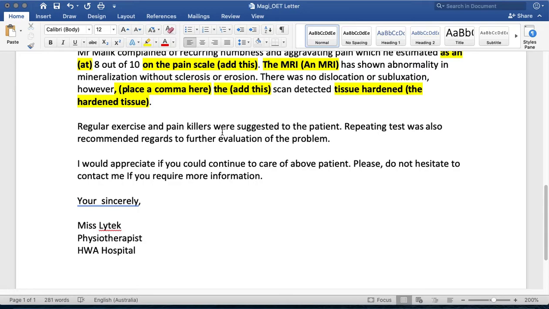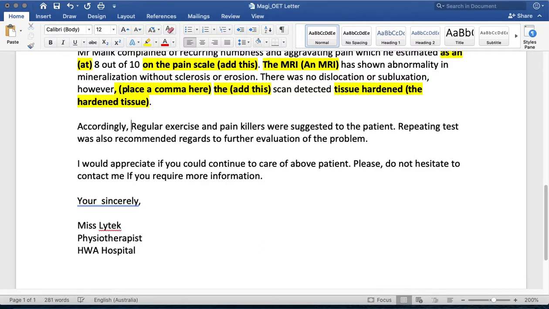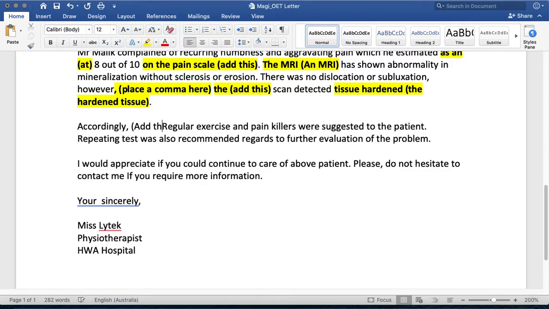Regular exercise and painkillers were suggested to the patient. All right. So you could have used maybe accordingly, comma. So you should have added this phrase. So accordingly, regular exercise and painkillers were suggested to the patient. In this case, regular must start with a small letter. So this capital R must be replaced with a small r. All right. Okay. Let's go to the next sentence.